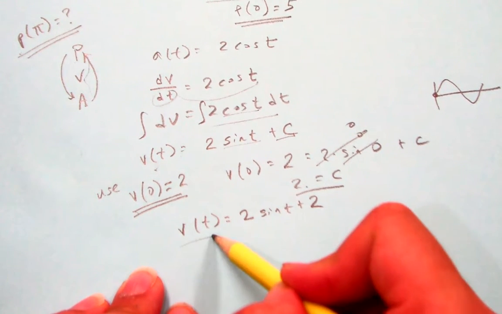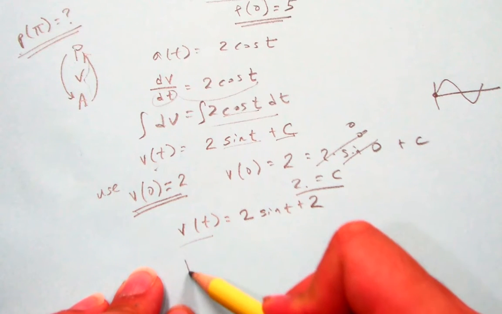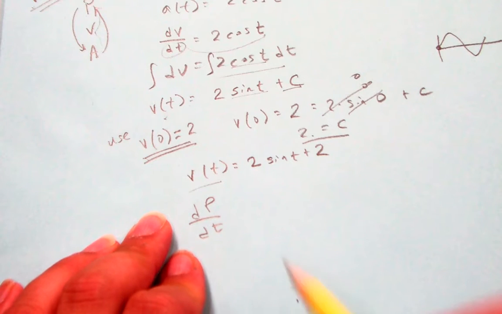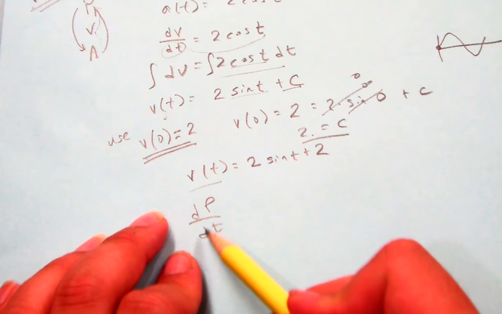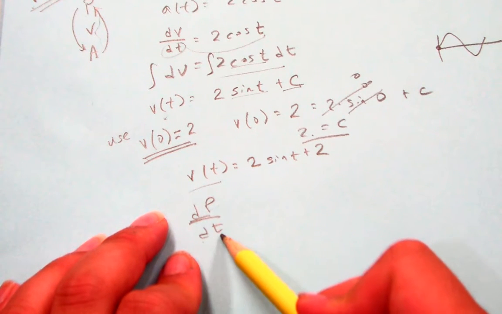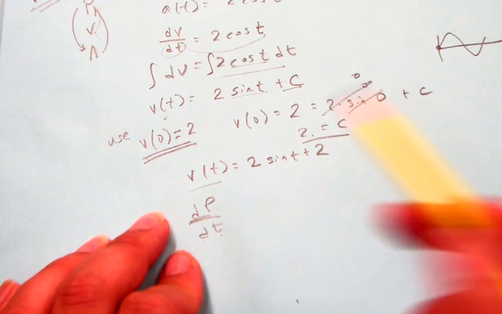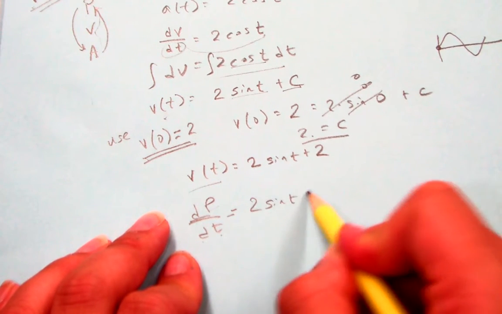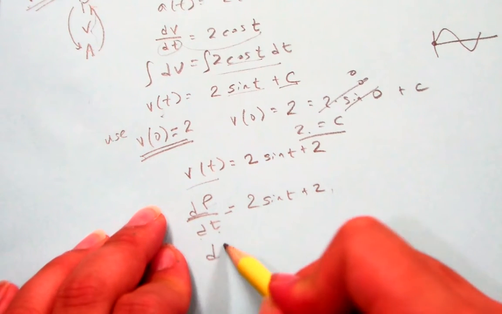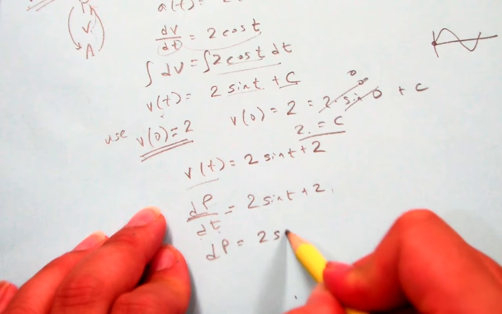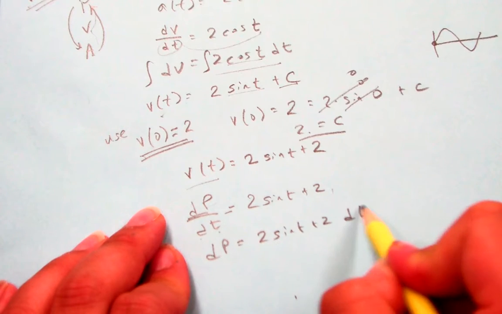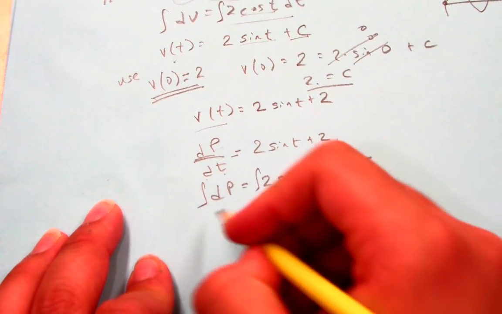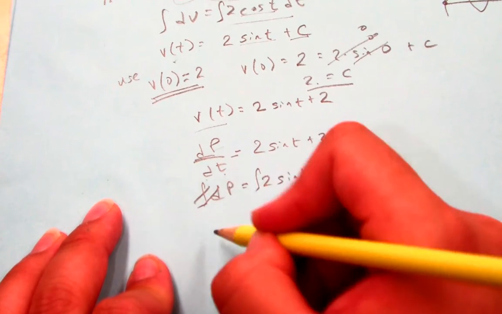Well, velocity, furthermore, can be written as a derivative of the position as a function of time. So the change in position over the change in time would be the definition of velocity. So dp/dt is equal to 2 sine of t plus 2. Likewise, move dt over there. So dp is equal to (2 sine of t plus 2) dt. Integrate both sides, and now I have my position function, because in a sense these are opposites.